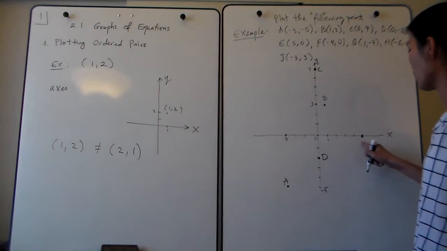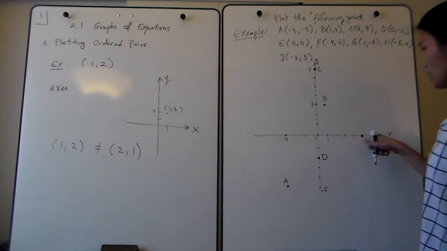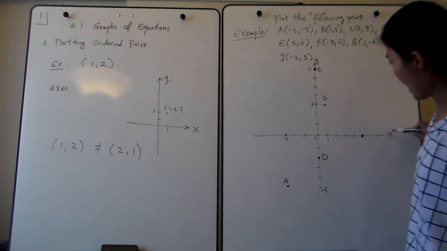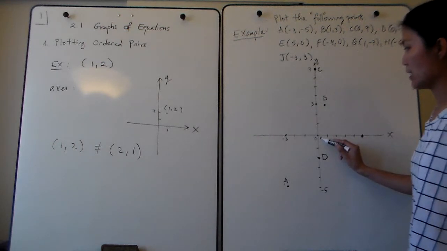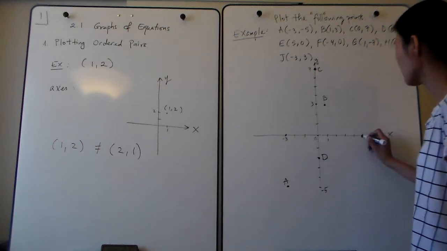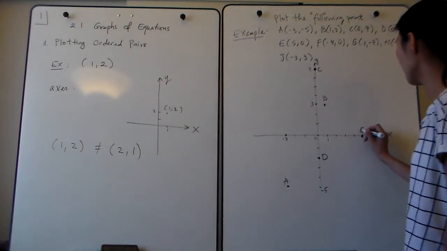1, 2, 3, 4, 5. And y equals 0 is here, right? Remember, where the y and x axes meet is where both x and y equal 0. So this point right here is E.